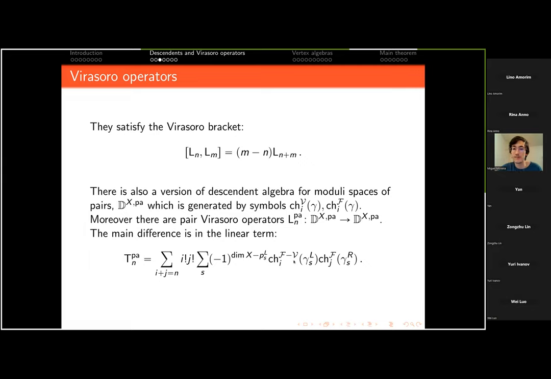So here you see that I'm putting chi(f) minus v, which is just a shorthand notation for chi of f minus chi of v times ch(f). And roughly speaking, that's because the deformation theory of pairs is something like RHom from v to f, and f.